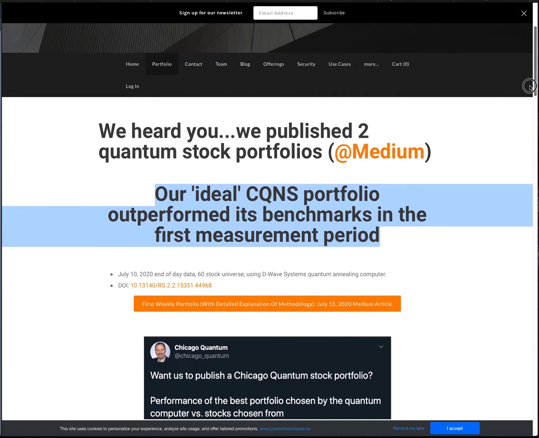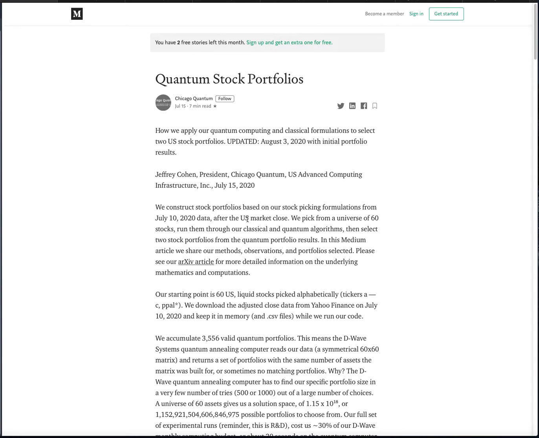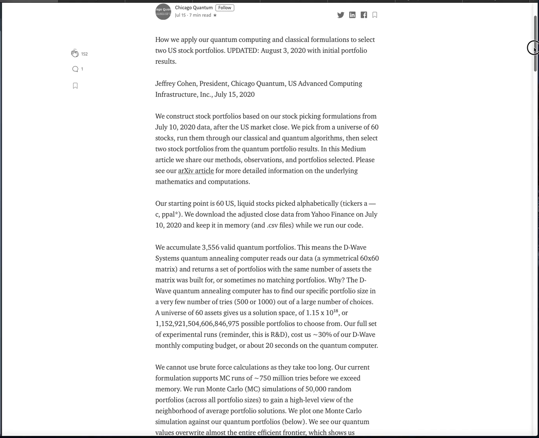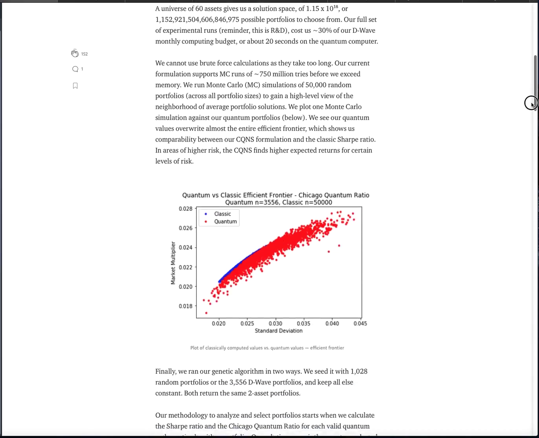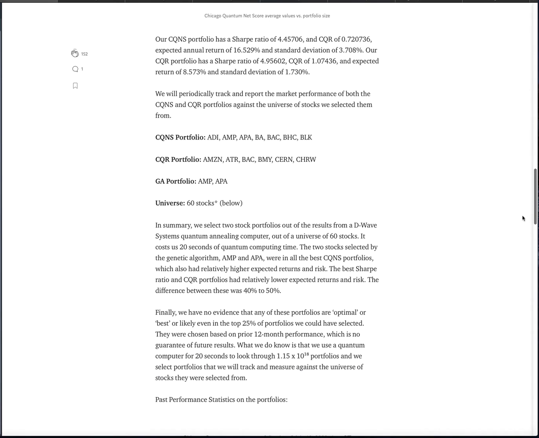But what I want to show you is if you click through. We try to keep everything really simple. So if you click through to our Medium article, oh look, I have 2 free stories left this month. That's terrific. So let's take a look. We updated it August 3rd with answers. So what were the answers? Just jump right to it.